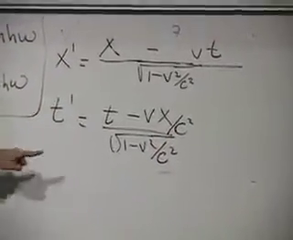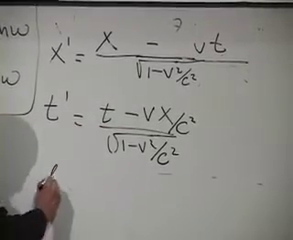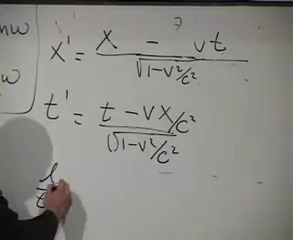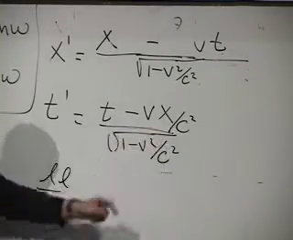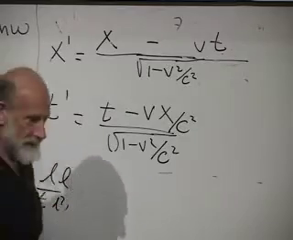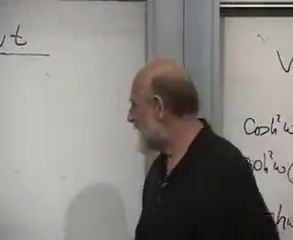Okay, let's check that. Velocity is length over time, times length, divided by c squared. That's length squared over... Oh, it's correct. It's correct.